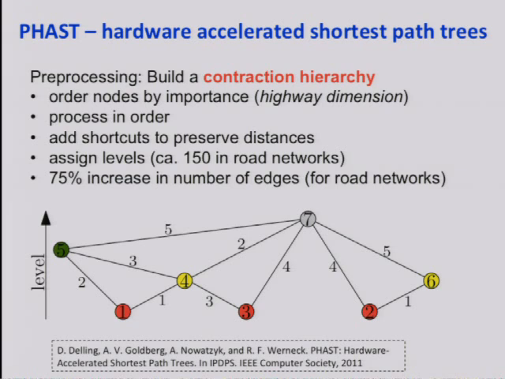For road networks, the fill is really small because road networks are almost planar. They have very good separators. Don't try this algorithm in scale-free networks. It won't work. But this is great for road networks with high diameter and great separators. Now, OK, we assigned levels. For example, 150 different levels were assigned in the kind of road networks that Dan and Andrew Goldberg had tried.